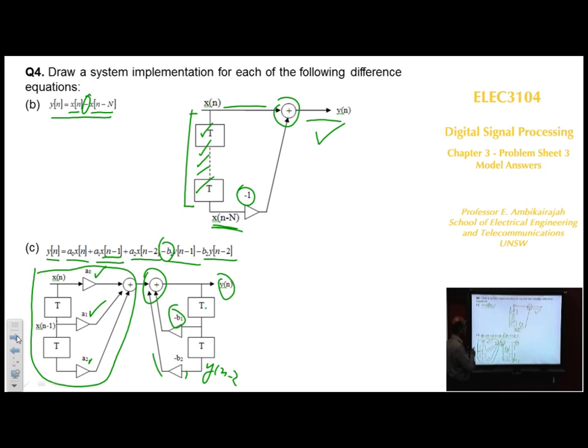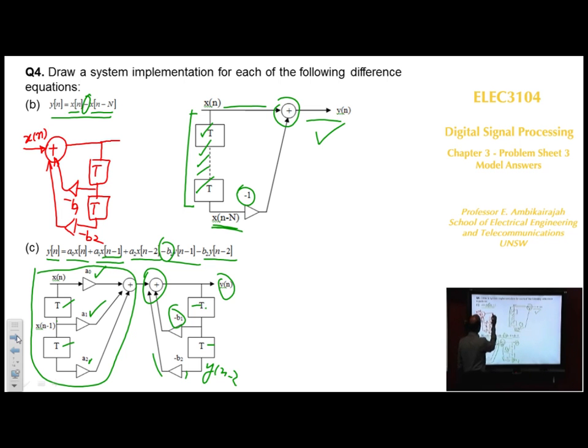If you have been asked to draw this in a canonic form, then you're going to have minimum delays. Here you've got 1, 2, 3, 4. So it's not a good idea to have that. In a canonic form, you've got xn coming in, and you've got a plus here, and then one delay, T, and a second delay, T, and then here is minus b2, that goes in here, and that becomes minus b1, that goes in there. The output then goes to a0 directly, plus that's your output yn. Then xn minus 1 is a1, and then xn minus 2 is a2.